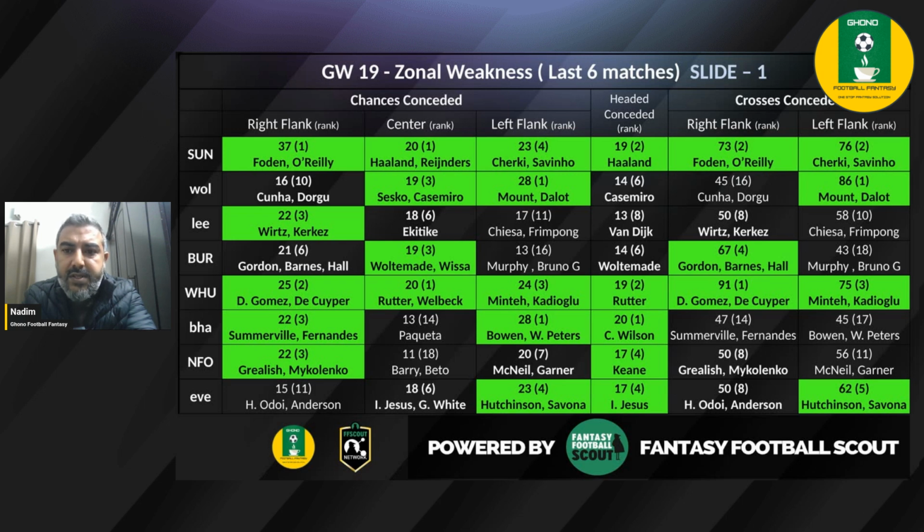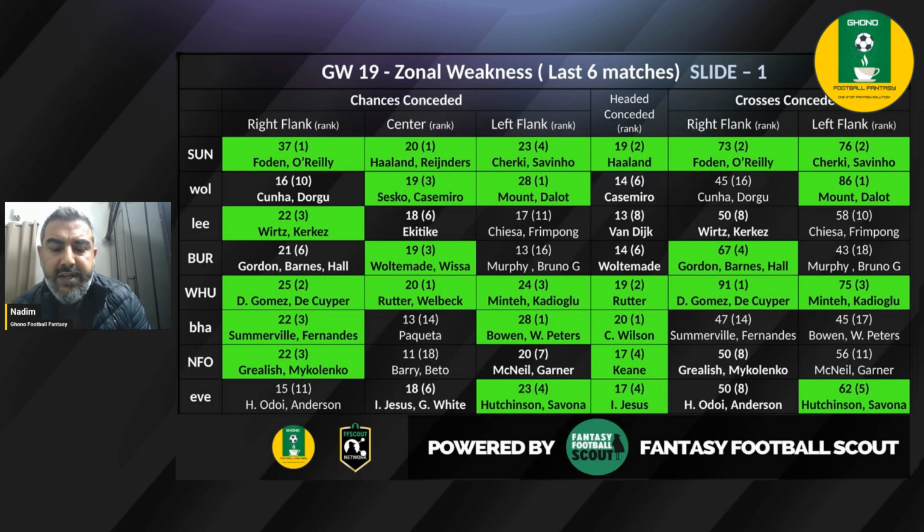In terms of crosses, we could really see O'Reilly coming into this space, with 73 crosses considered by Sunderland on the right flank and 76 crosses from the left flank. So Cherki could again find himself in the assists as well. I would suggest that we keep faith in Foden, Haaland, Cherki, Rangers, whoever you have, and O'Reilly as well. I think some of us have a combination of these five players. So that is that.